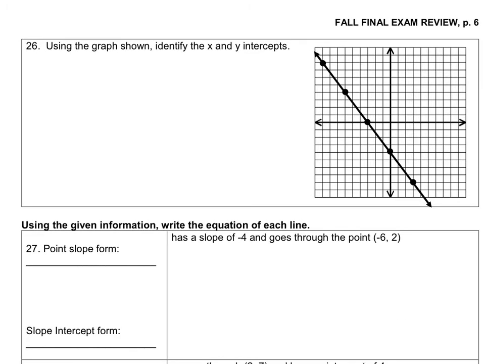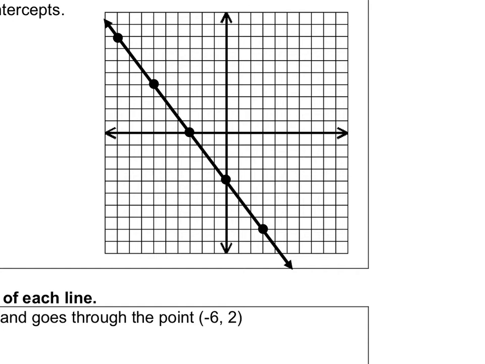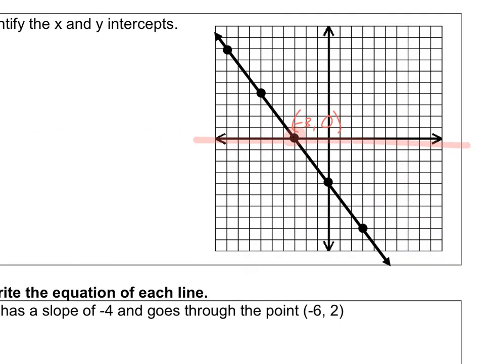26. We're looking at being able to use the graph and identify the x and the y-intercepts. So for the x-intercept, you're looking at where it crosses the x-axis. So that point right there. When it crosses the x-axis, it's only a number in x, and there's a 0 for y. So this one would be -3. So my x-intercept would be (-3, 0).